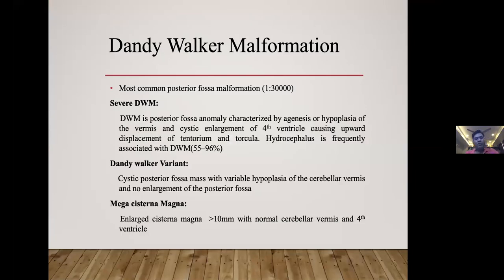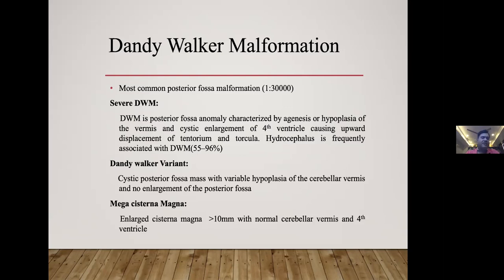So looking at the Dandy-Walker malformation, because this is commonly encountered and asked for prognosis, it is a posterior fossa anomaly characterized by agenesis or hypoplasia of the vermis. As I said, there's a cystic enlargement of the fourth ventricle causing upward displacement of the tentorium or torcula, and hydrocephalus is a frequent finding. In a Dandy-Walker variant, the fossa cyst is present, but there is a variable hypoplasia. The cerebellum is not very hypoplastic, and there will be a small communication channel between the cisterna magna as well as the fourth ventricle. A megacisterna magna has no communication. It is just an enlarged cisterna magna.